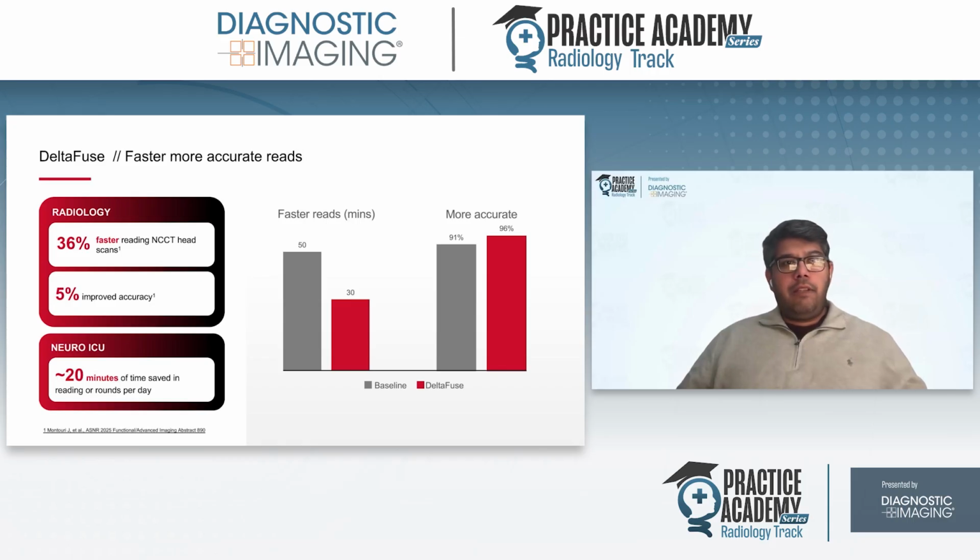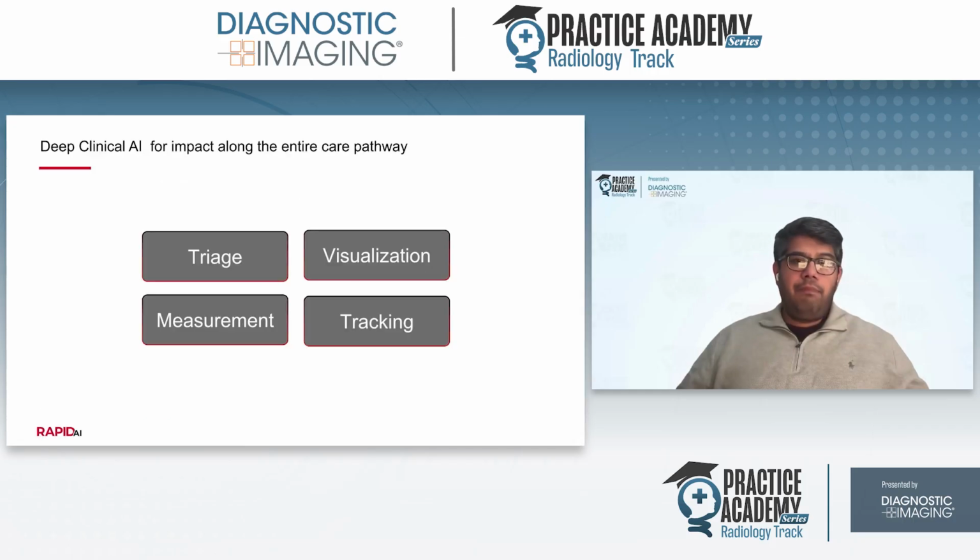So we've seen a case where a patient presented with a bleed. We started with a triage where it helped us identify the bleed initially. Then it helped us visualize it by showing where the hemorrhage was. It did the automatic measurements, and then it also helped us track with the DeltaFuse imaging.